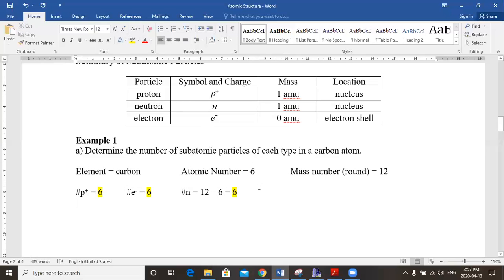That's pretty much how it works. For any element, you simply get the atomic number and you find the mass number, you round it to the nearest whole number. The protons and electrons are equal to each other, to the atomic number, and the number of neutrons is equal to the mass number, subtract the atomic number.